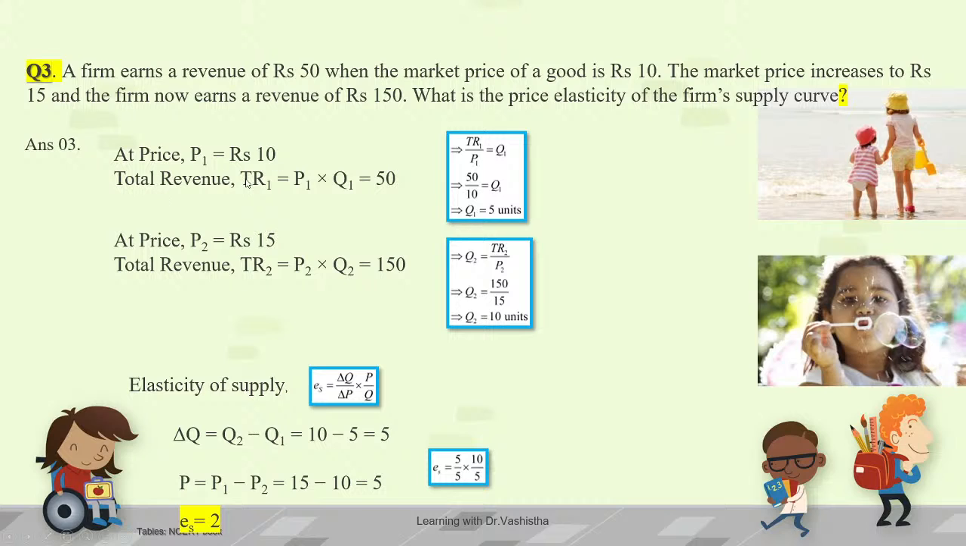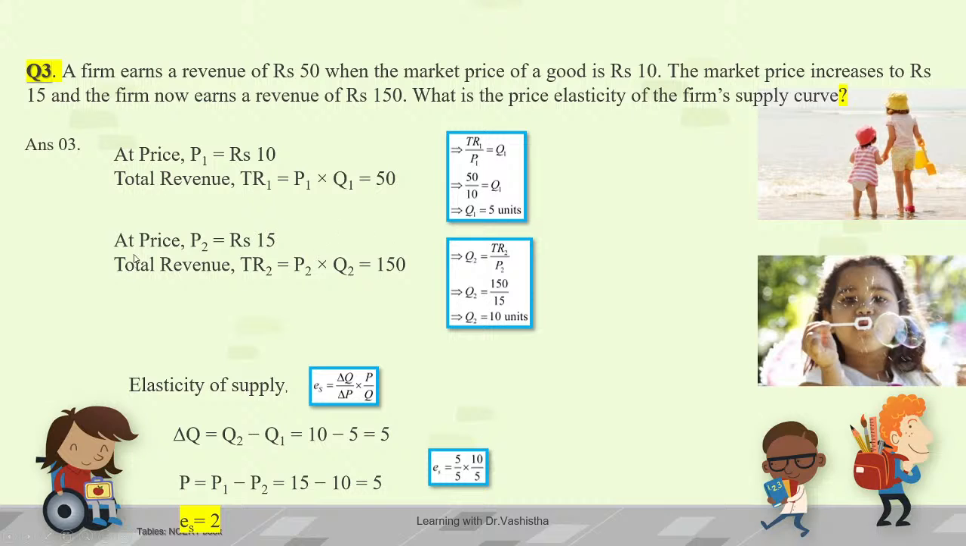Then total revenue here will be P into Q, as we already know how to calculate TR. It's the multiplication of price into quantity. So for TR1 it's P1 into Q1, which is rupees 50. Similarly, we'll simply put the values here to find the value of Q1. With a little shuffling in this formula, we keep Q1 here and P1 goes to the other side. So it becomes TR1 upon P1 equal to Q1. We'll put the value, TR1 is 50, P1 is 10. So Q1 is 5 units.